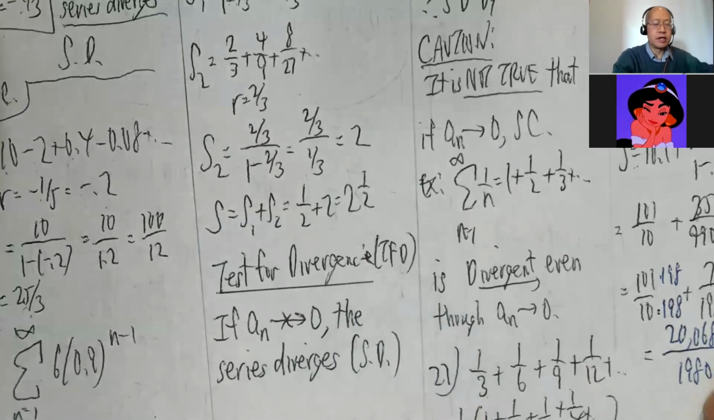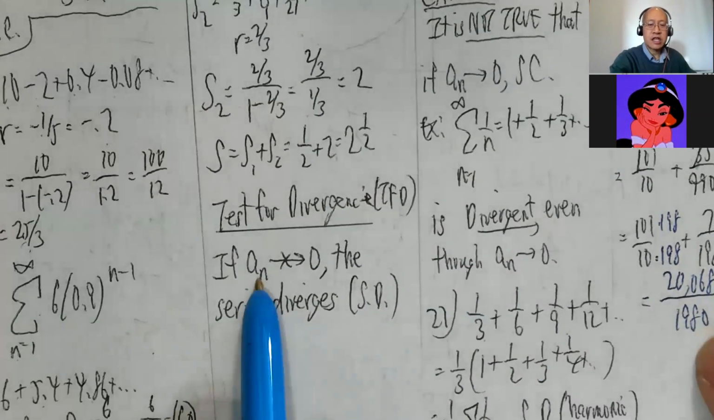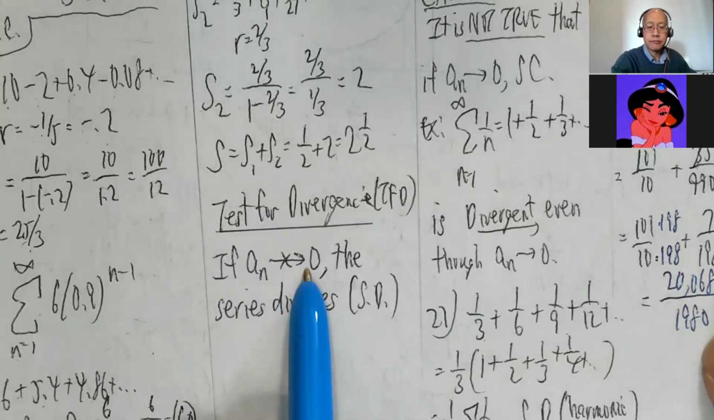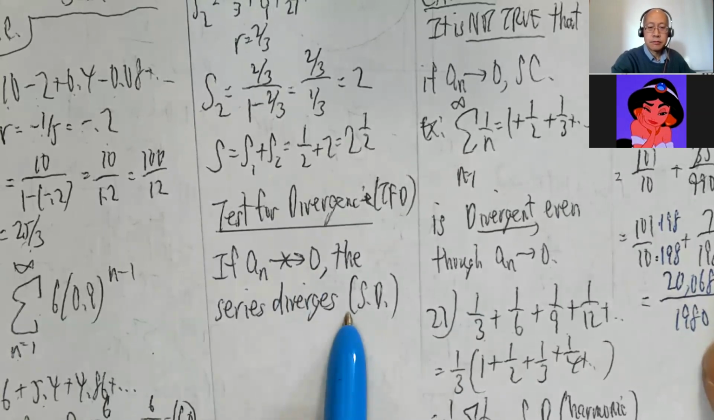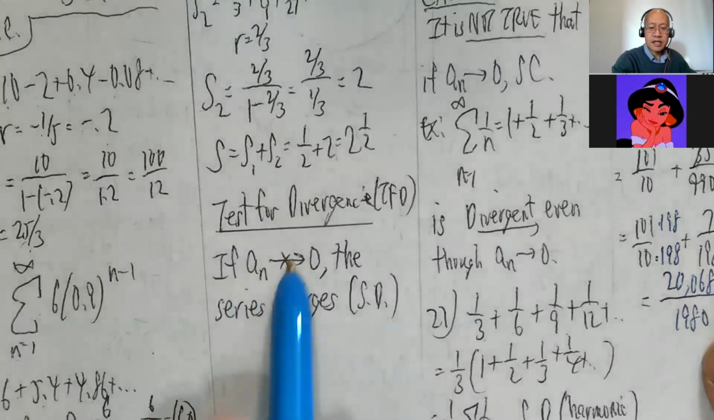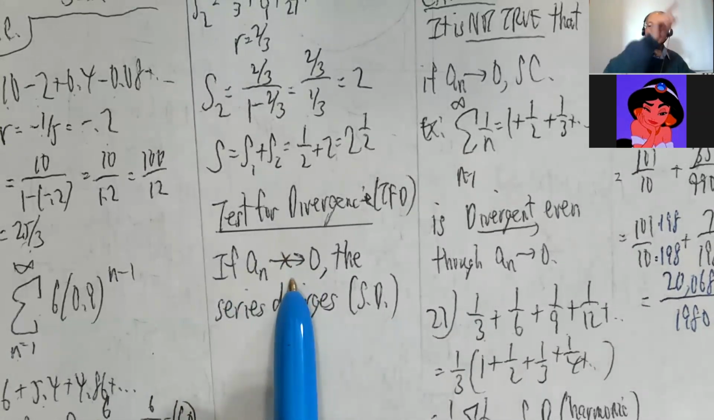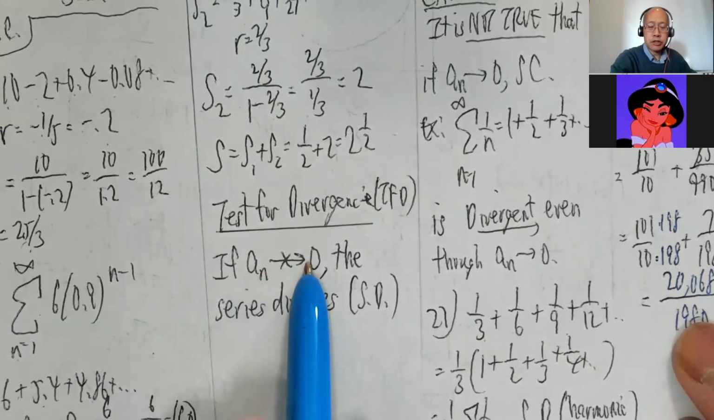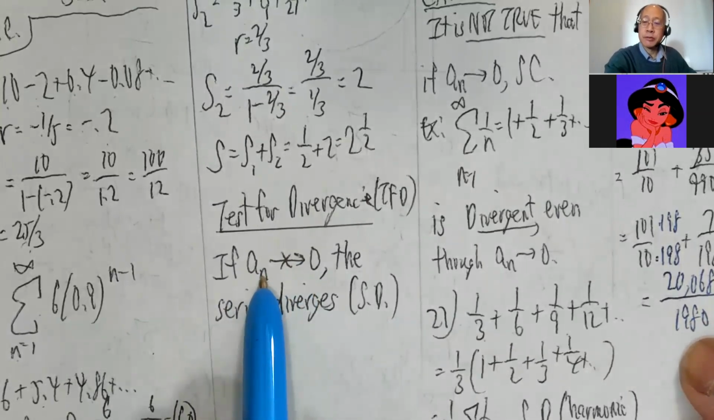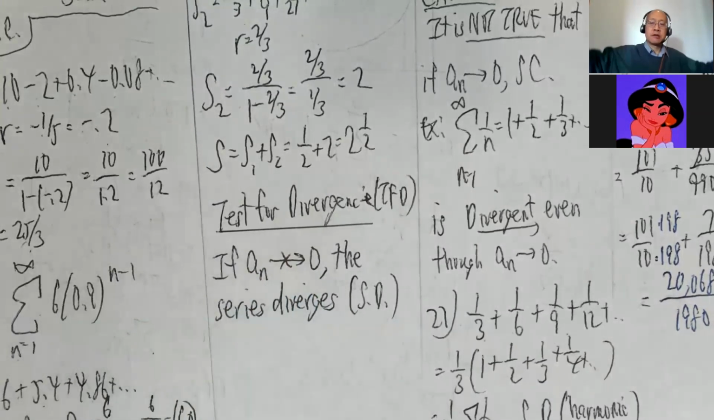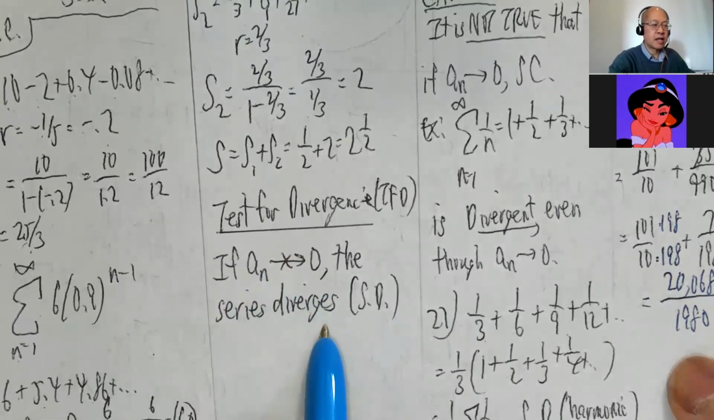Test for divergence, TFD. So here's the test for divergence. If a sub n does not approach 0, the series diverges, SD. Our abbreviation is an X, like not, no parking, no smoking, no left turn, whatever. So a sub n approaches 0. X means a sub n does not approach 0, which could include a sub n approaching some other real number, like 1 or pi, or a sub n doesn't approach anything. The series automatically diverges. That's called the test for divergence.